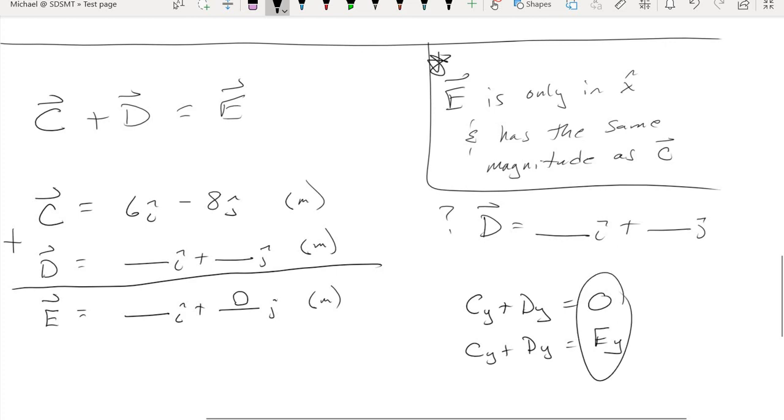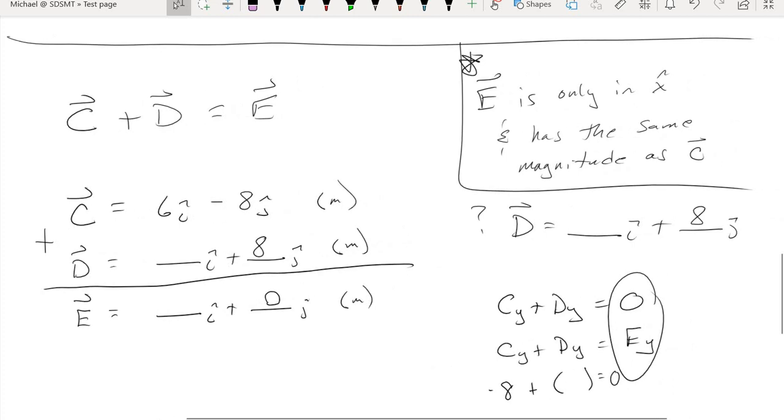Well, we know what the y component of vector C is. It's 8. Or excuse me, it's negative 8. So negative 8 plus something has to equal 0. Well, that's kind of a no-brainer. We need a positive 8 there. So we've got half our answer. We now know the y component of vector D.